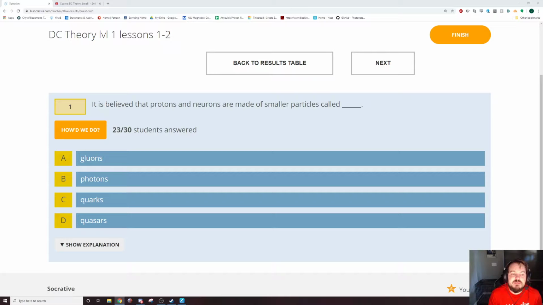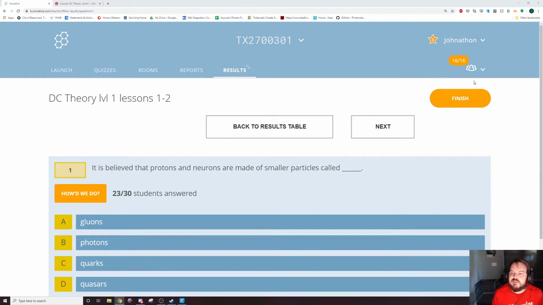We're going to give it just a minute or two for the stragglers to come in. We've got 8 people watching, so that's 8 of our 16. 7 of our 16, so that's going in the right direction. 5.